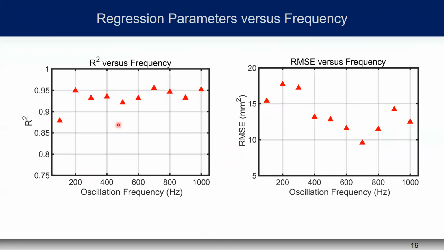And here are the regression parameters. R square was always greater than 0.9 for frequencies from 200 to 1000 Hz, and the root mean square error was less than 15 millimeter square for frequencies from 400 to 1000 Hz, and the lowest root mean square error was observed at 700 Hz.